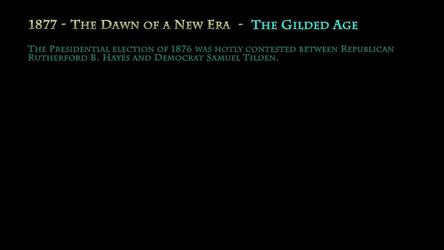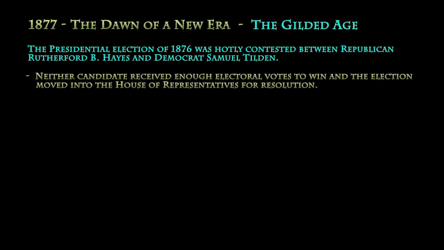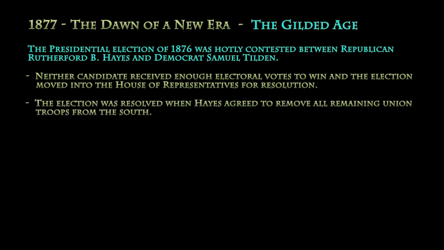The presidential election of 1876 was hotly contested between Republican Rutherford B. Hayes and Democrat Samuel Tilden. Neither candidate received enough electoral votes to win, and the election moved into the House of Representatives for resolution. The election was resolved when Hayes agreed to remove all remaining Union troops from the South.